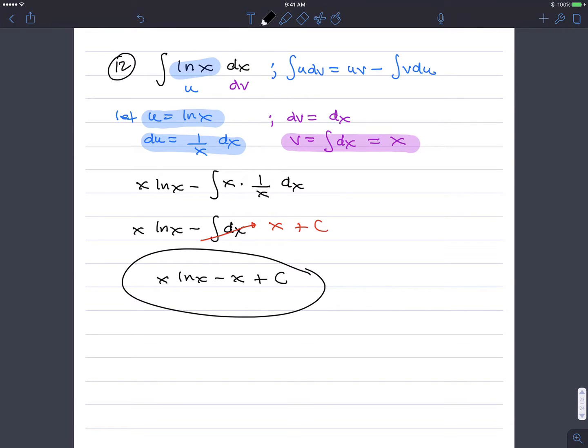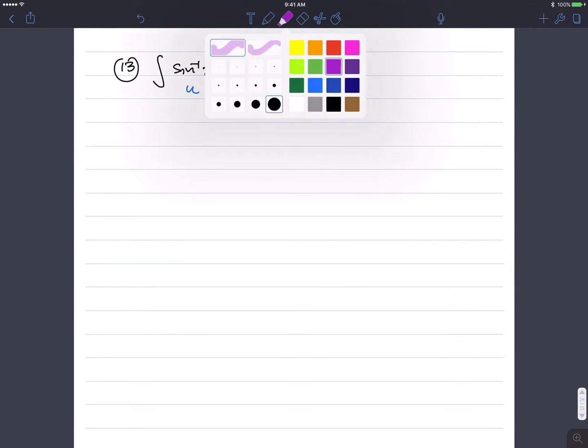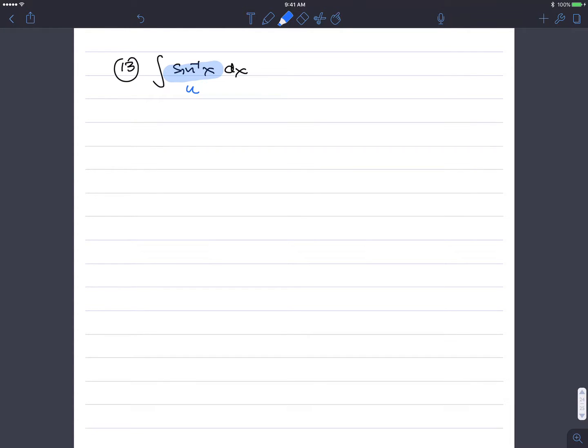Number 12. This is what we do when we have a single function. Next, the integral of inverse sine dx. Again, u here is going to be the inverse sine. We have a single function. So we'll let u be inverse sine x. That forces us to see dv as simply dx. So my dv here will be dx.